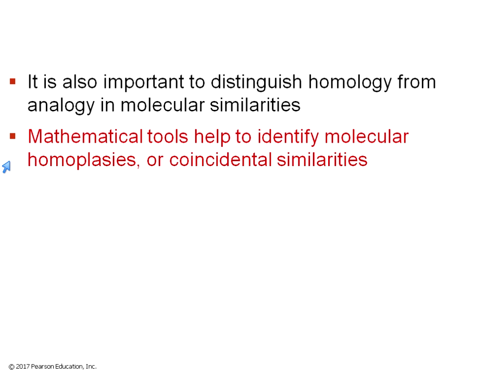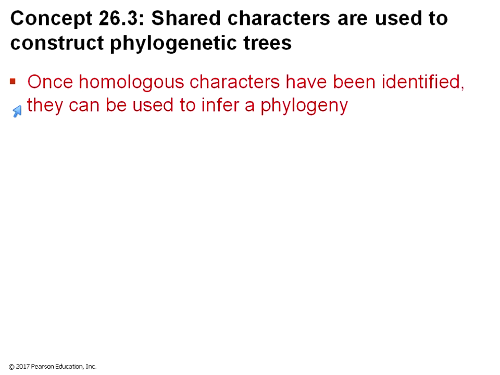Mathematical tools are also going to help identify molecular homoplasies. So this is also looking at analogies instead of our homologies. You're looking at similarities that arise by coincidence instead of by that common ancestor. Once these homologous characters have been identified, you can use them to help infer a phylogeny. So inferring, you're really making a guess on how you think those trees should be put together.